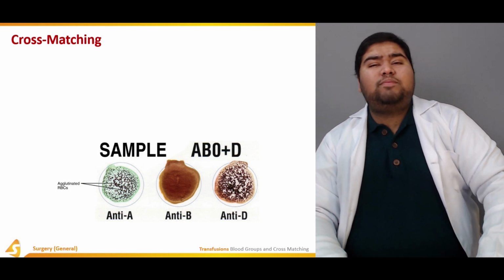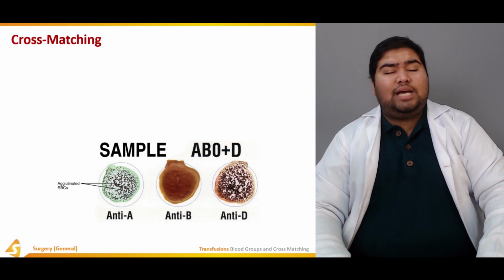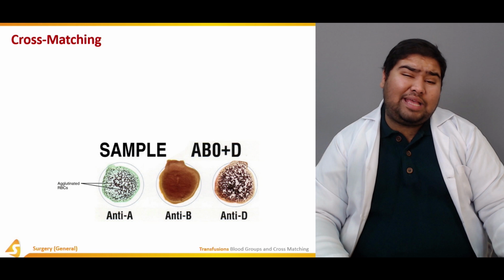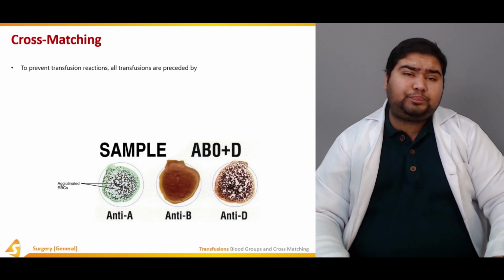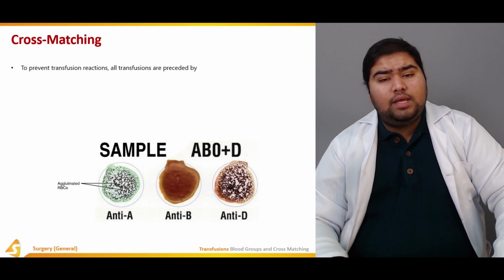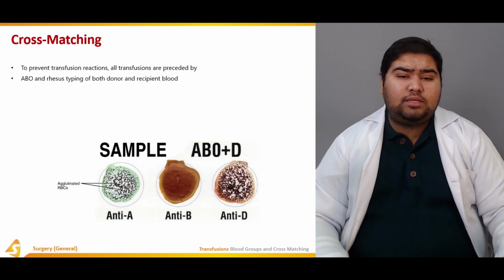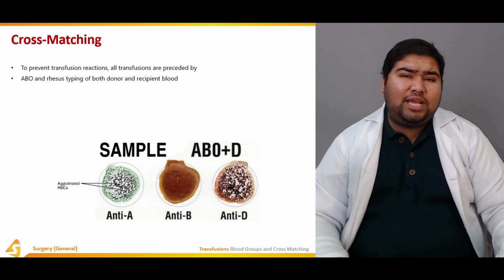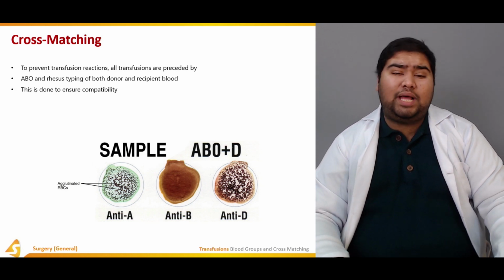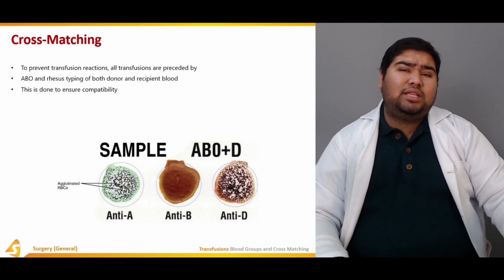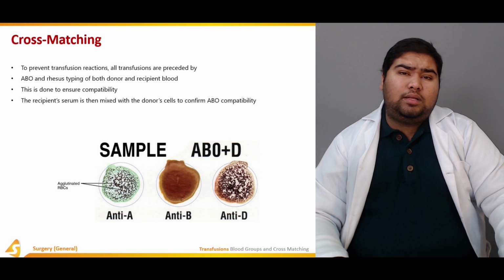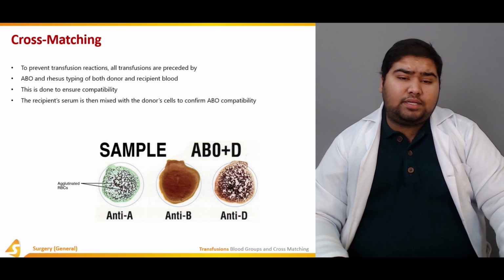How do you cross-match various samples of blood and decide what blood is compatible and can be given to the patient? So to prevent all the transfusion reactions, they are preceded by cross-matching. Both the ABO types and the rhesus type of the blood are matched, and only then the blood is transfused. This is done to ensure the compatibility between the donor and the recipient.